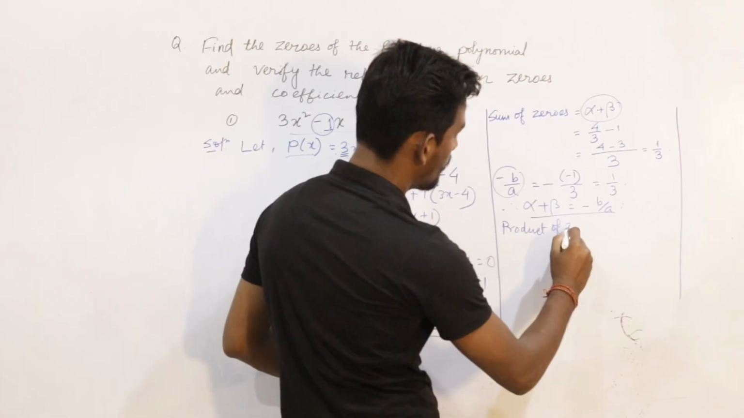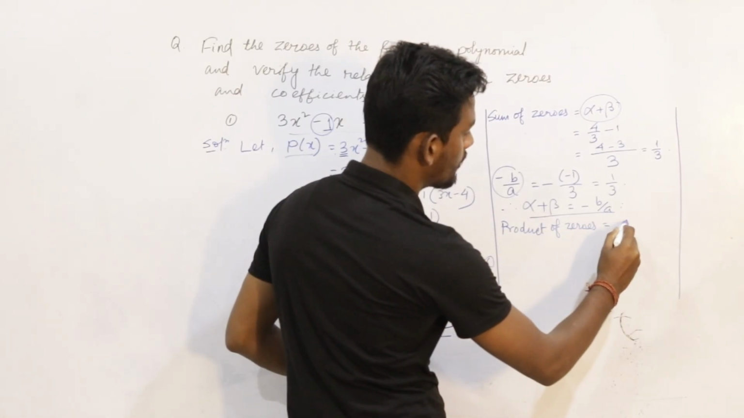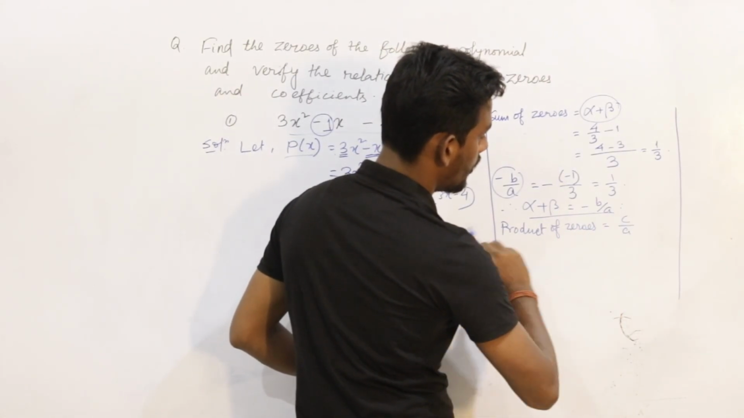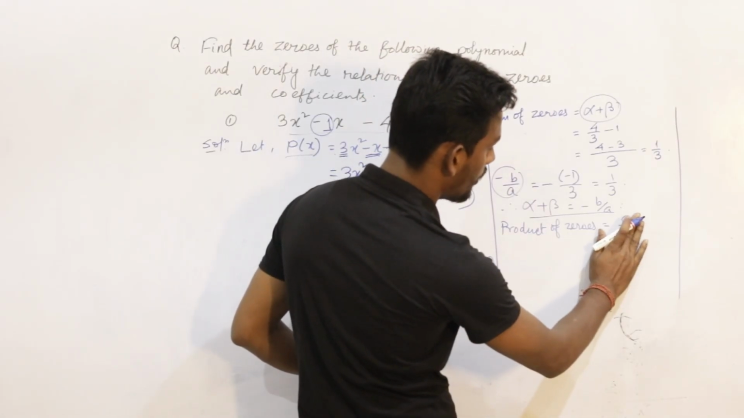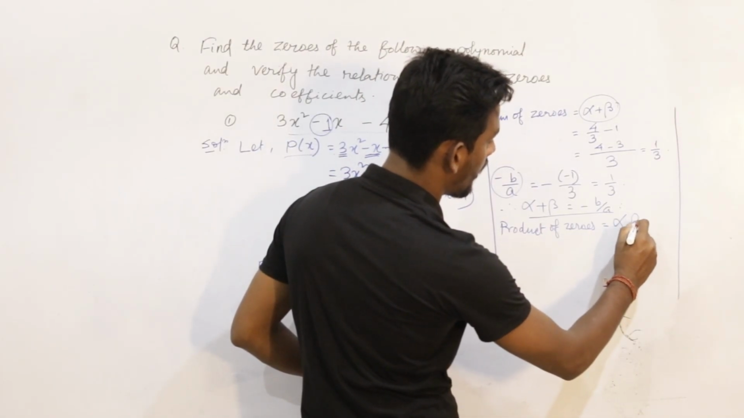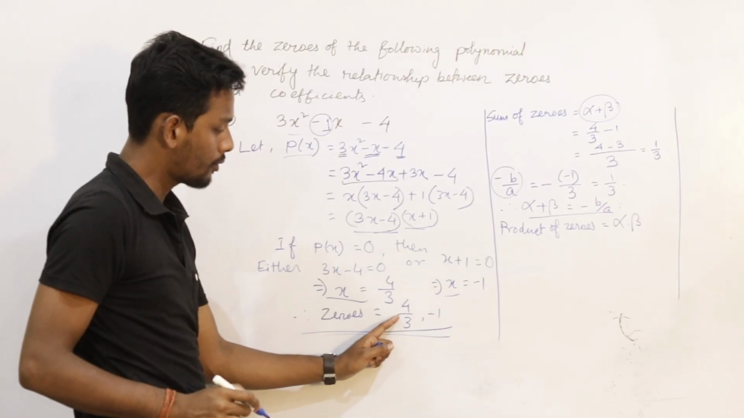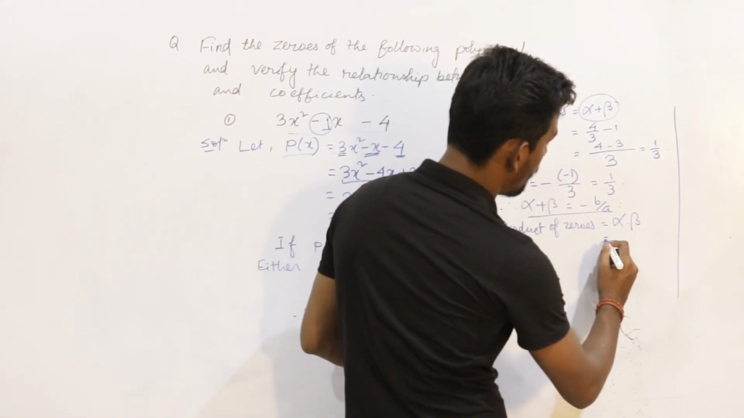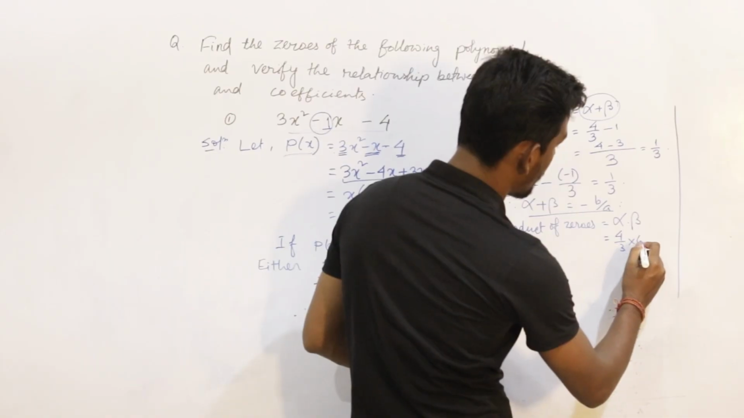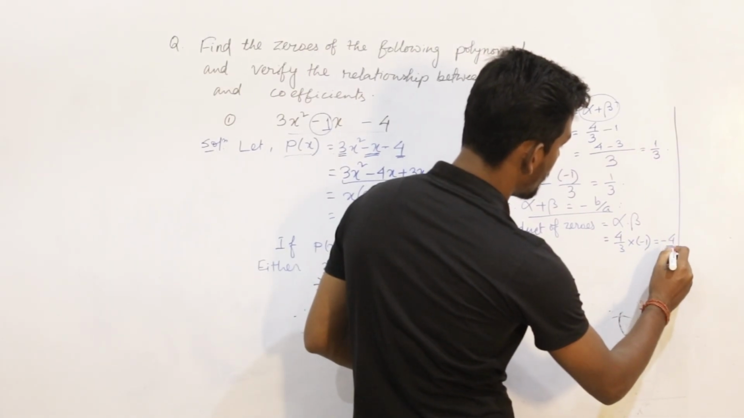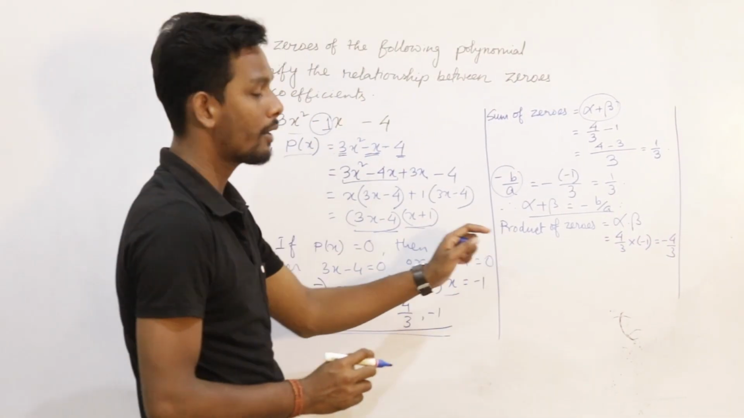Product of zeros is C by A, which is alpha into beta. Alpha into beta means you have to multiply these two: 4 by 3 into minus 1, so it is minus 4 by 3. Also, what was the product of zeros?